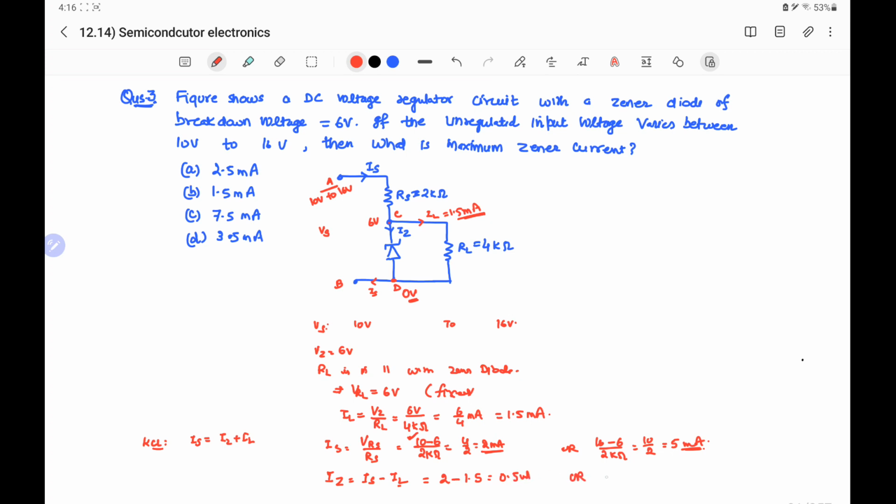Or in case when the voltage is 16 volt at the point A, then the Zener current will be equal to IS minus IL, and source current will be 5 milliampere as calculated above, minus 1.5, which is 3.5 milliampere. Hence 3.5 milliampere is the maximum Zener current, so option D is the correct answer.